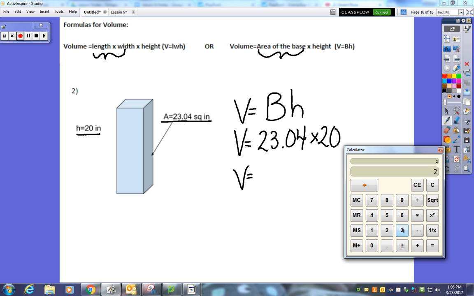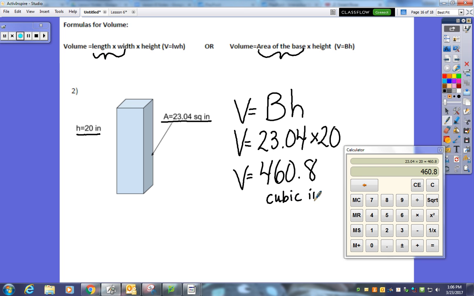And I'm going to do 23.04 times 20, which is 460.8. And again, it's cubic inches. Don't let the square inches here confuse you. Remember, areas are square units. Okay, so that would be my answer.